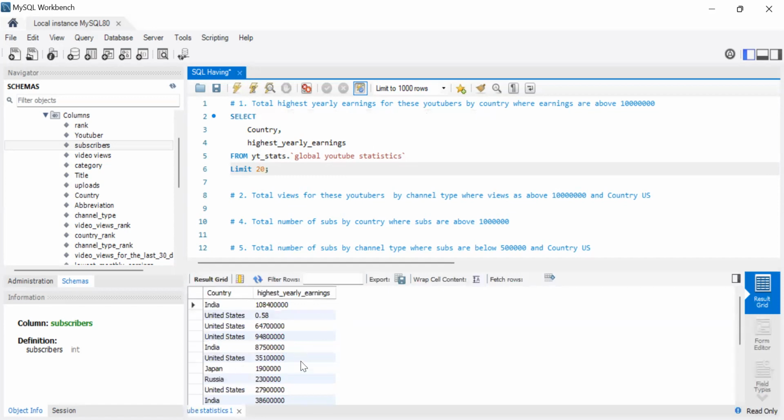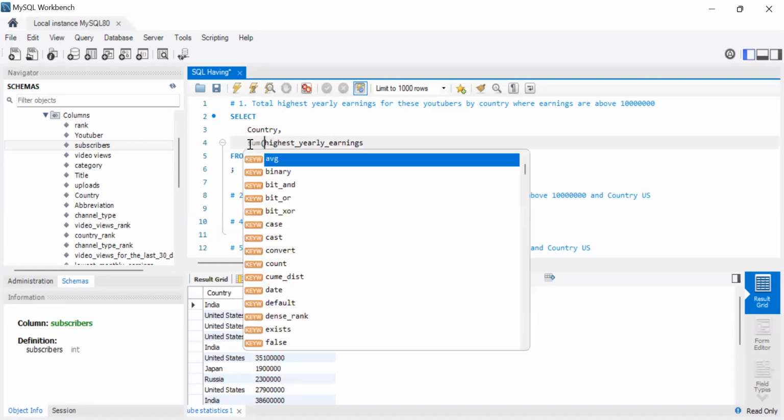Okay, so we have our countries and our highest yearly earnings, but we want total highest yearly earnings for these YouTubers by country, where earnings is above 10 million. We only want countries whose total earnings is above 10 million. As you can see, the United States appears here 4 times. It's not aggregated, it's broken down, so we can't filter for that 10 million yet. The next thing we have to do is aggregate this.